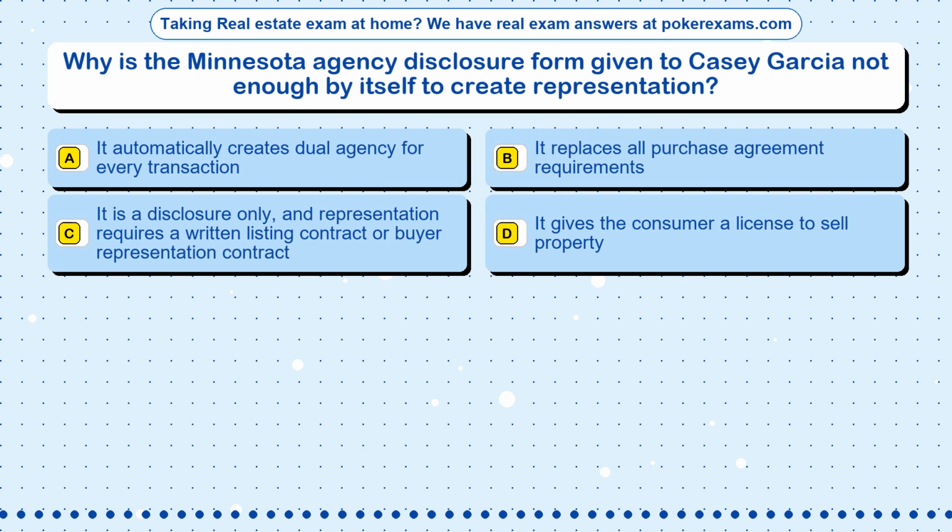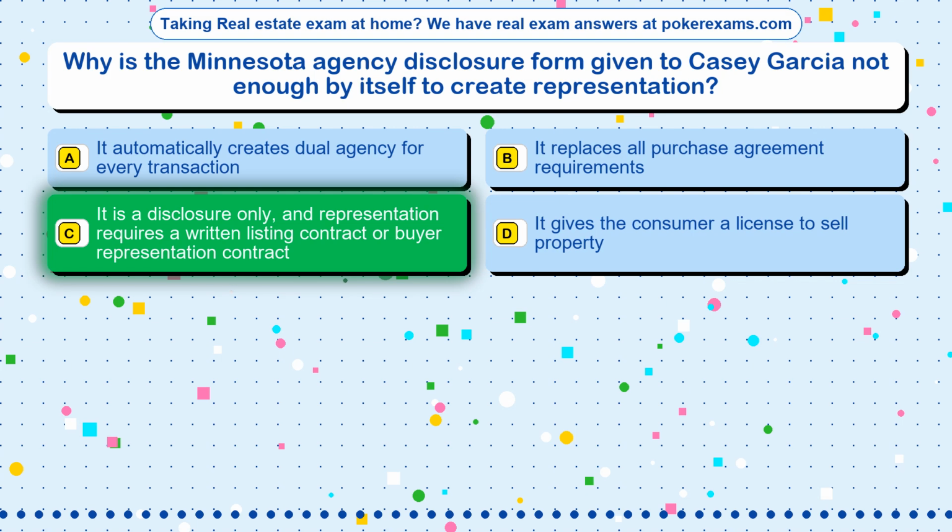Question 43. Why is the Minnesota agency disclosure form given to Casey Garcia not enough by itself to create representation? Option A, it automatically creates dual agency for every transaction. Option B, it replaces all purchase agreement requirements. Option C, it is a disclosure only, and representation requires a written listing contract or buyer representation contract. Option D, it gives the consumer a license to sell property.